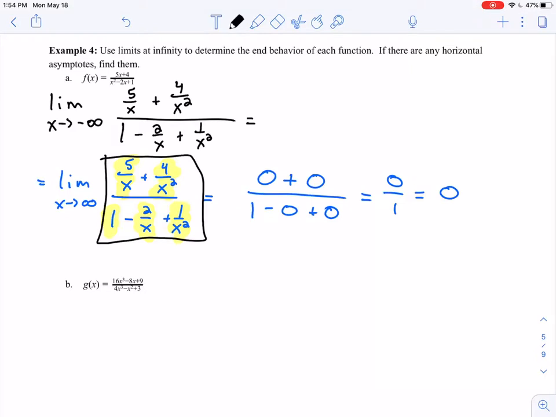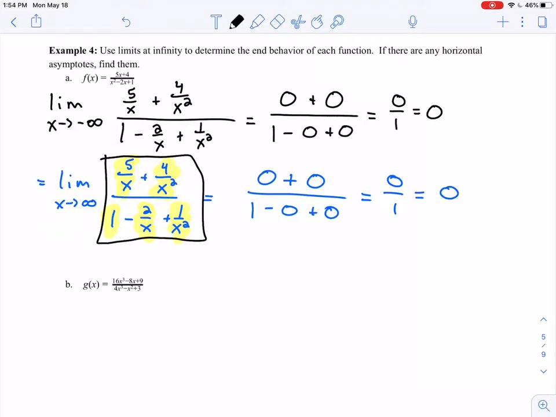So 5 over x, as x approaches negative infinity, is still going to approach 0. Plus 4 over x squared, numerator is a constant, denominator has a positive power of x, so that goes to 0. In my denominator, 1 is a constant, so that stays where it is. Minus 2 over x, that's going to approach 0. Plus 1 over x squared, that's going to approach 0, so I have 0 over 1, which is once again 0. So I've determined the end behavior.